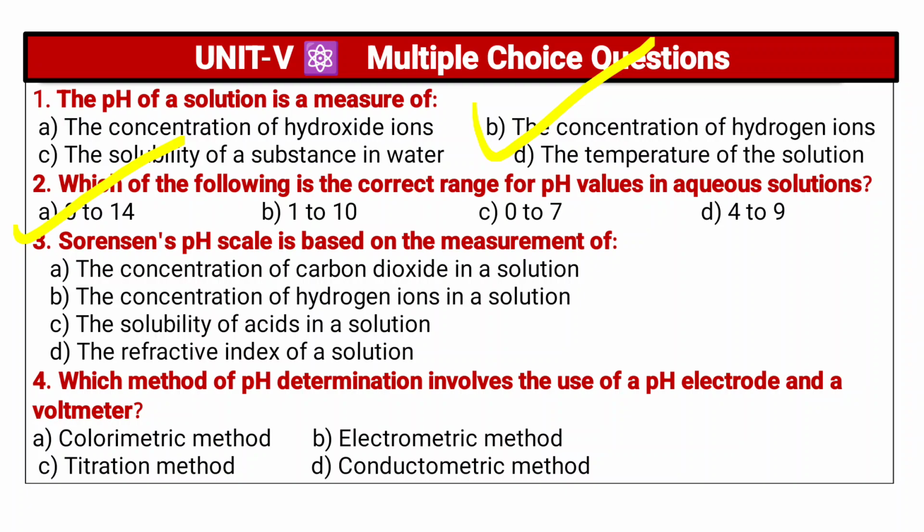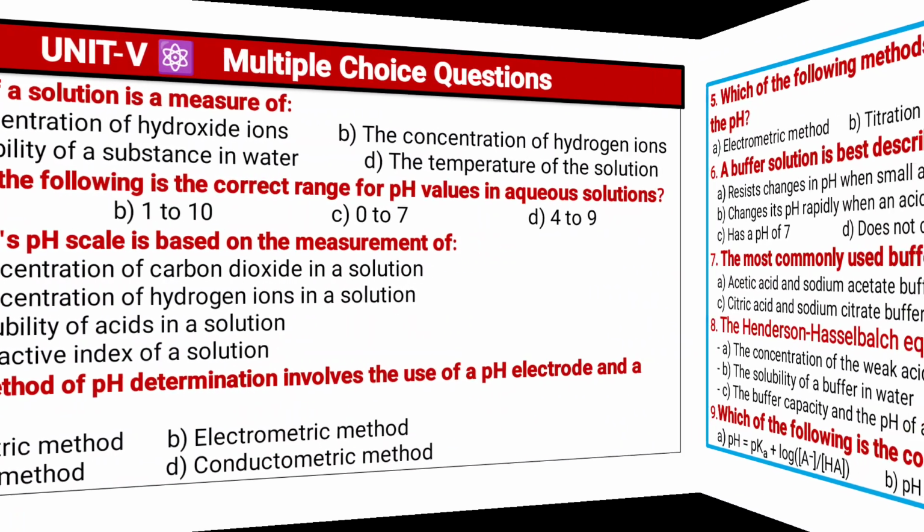Next, Sorensen's pH scale is based on the measurement of: A, the concentration of carbon dioxide in solution; B, the concentration of hydrogen ions in solution; C, the solubility of acid in solution; option D, the refractive index of solution. So the concentration of hydrogen ions in a solution, that is what Sorensen's pH scale is based on. Next, which method of pH determination involves the use of pH electrodes and voltmeter? A, colorimetric; B, electrometric method; C, titration method; and D, conductometric method. So B is correct, the electrometric method.